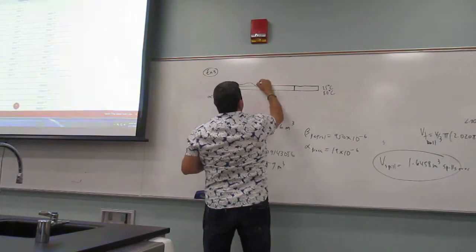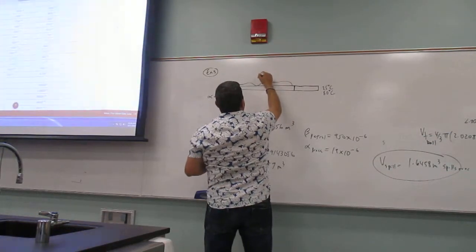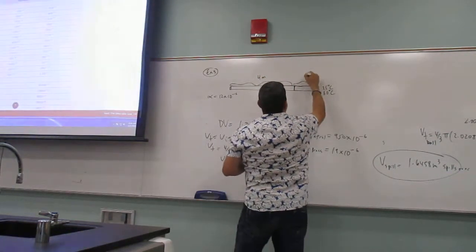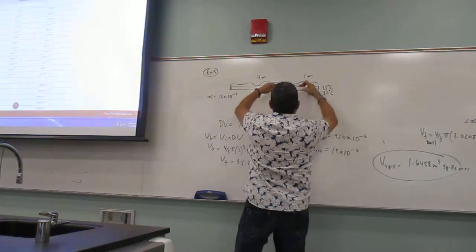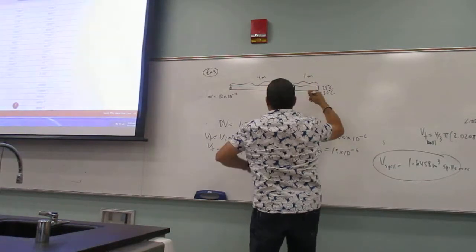So if the distance from here to here is, let's say, 4 meters, let's say this is 1 meter. Okay, so this guy's going to expand this way, this guy's going to expand this way. So they're going to lift each other up, right?